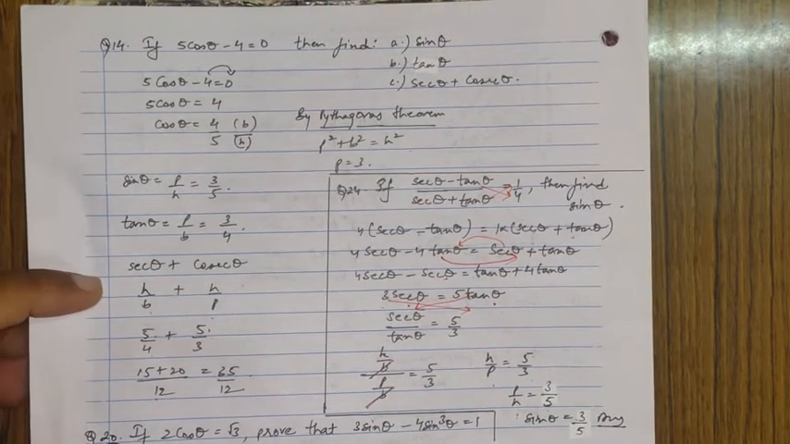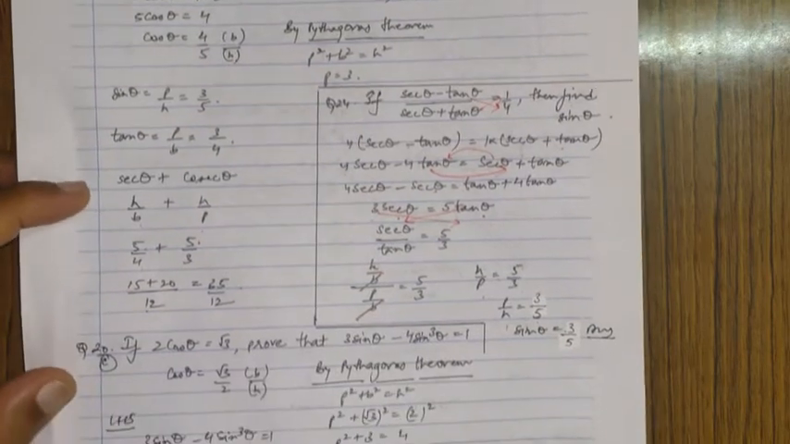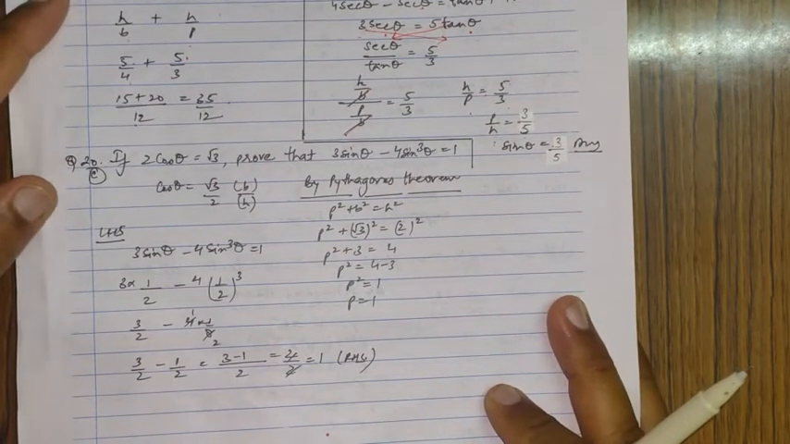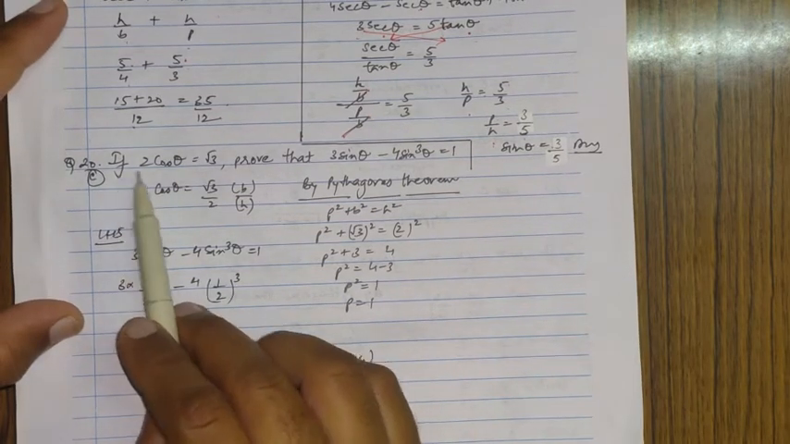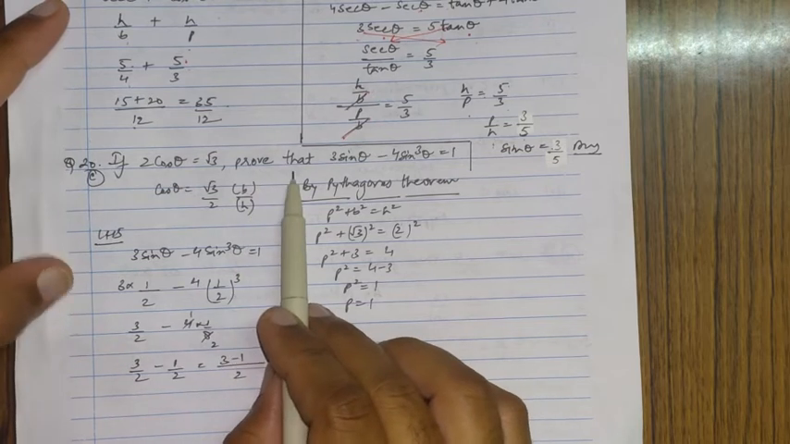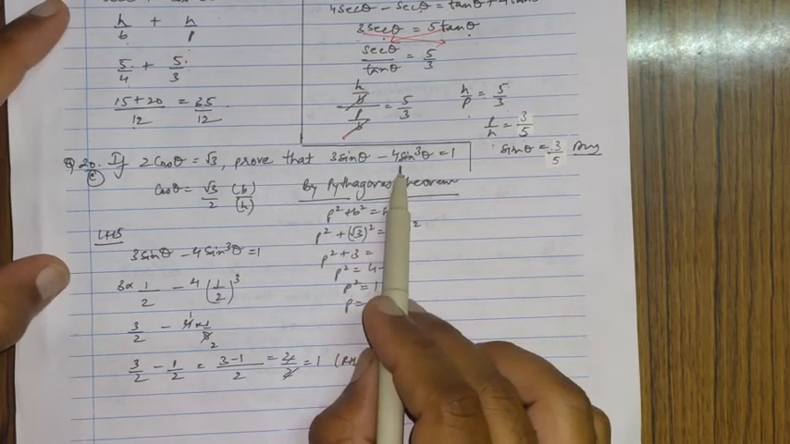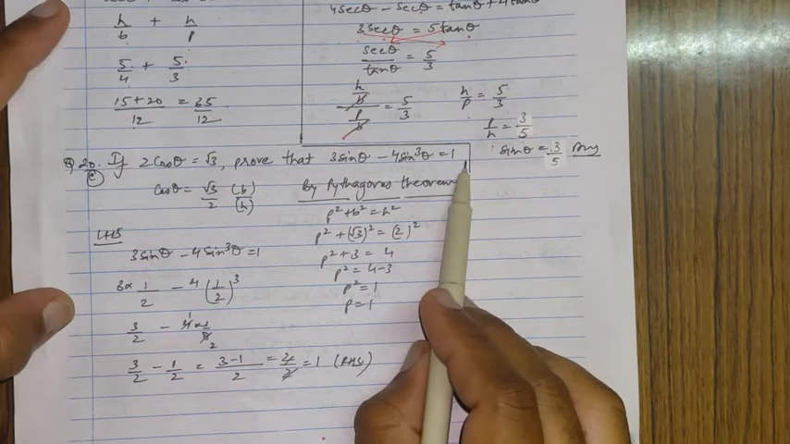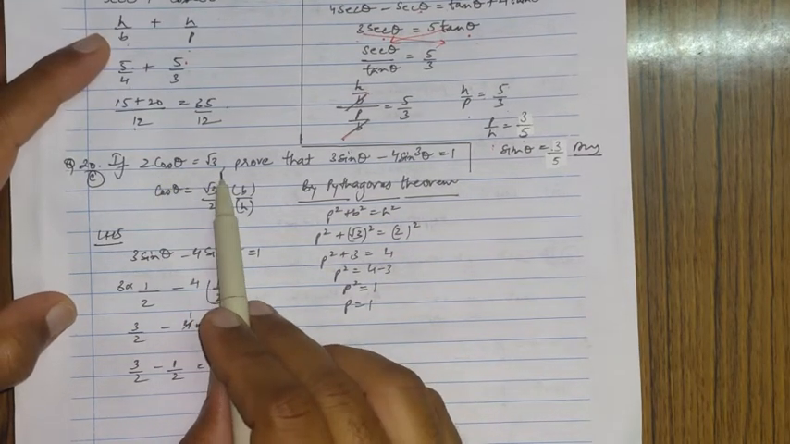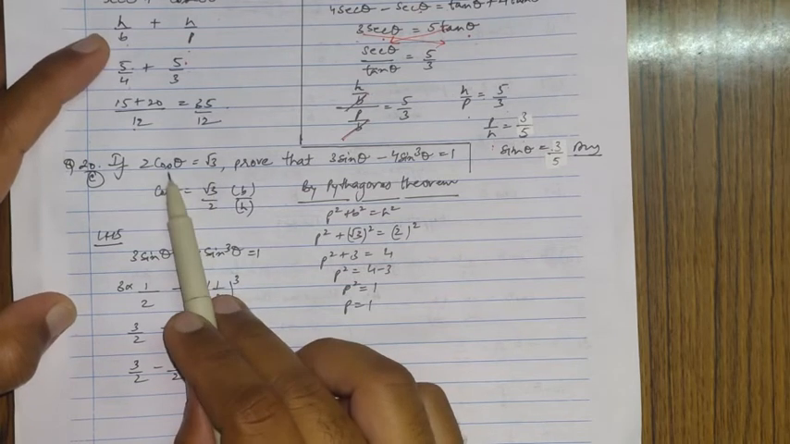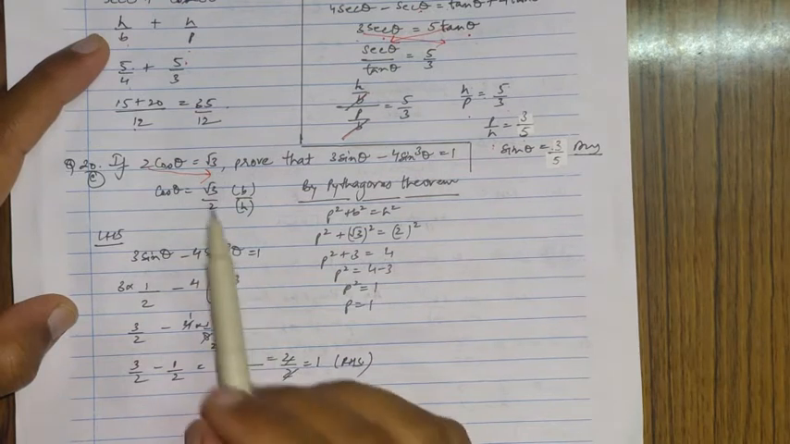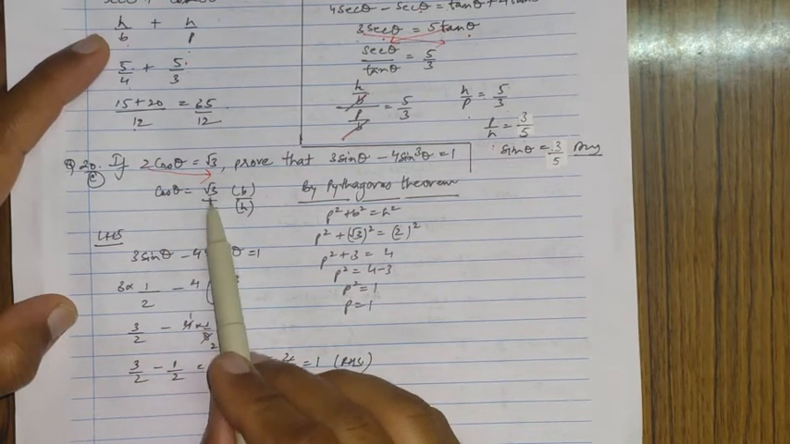Similarly, in the other question, that is question number 20 that I've done over here, in this particular question it is given, if 2 cos theta is equal to root 3, then we have to prove that 3 sin theta minus 4 sin cube theta is equal to 1. So again, from this particular equation, 2 cos theta is equal to root 3, I'm going to find out the value of cos theta by bringing this 2 below it by cross multiplication. So cos theta value will come out to be root 3 by 2.